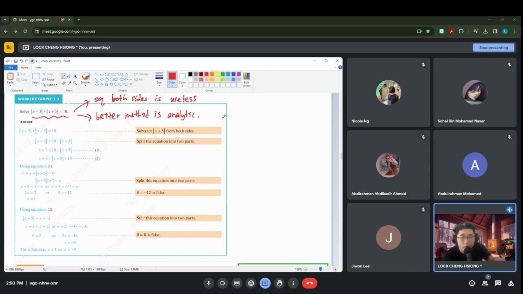If we look at the equation modulus of x plus 3 plus modulus of x plus 5 equals 10, we can split into 4 cases. Although the question only uses 2 equations because they already know the answer, for students who don't know, there are 4 possible cases.